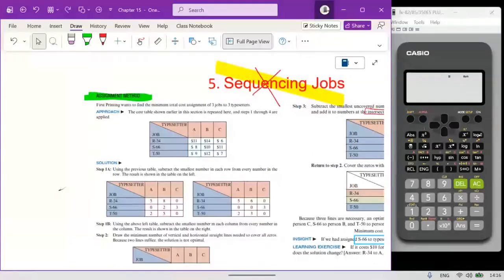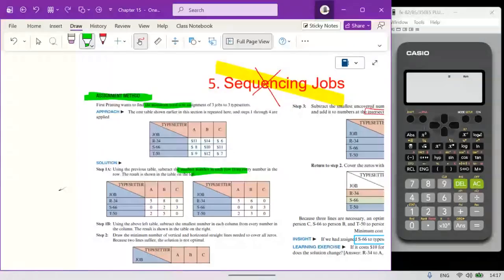So first thing first, when you are minimizing the total cost, there's a case whereby you're going to maximize, and there's a case whereby you are minimizing. The first thing you need to do is, using the previous table, subtract the smallest number in each row. So we are subtracting horizontally, by row. You can just say subtract by row. I think that's the best term. In each and every row, you subtract the smallest number.